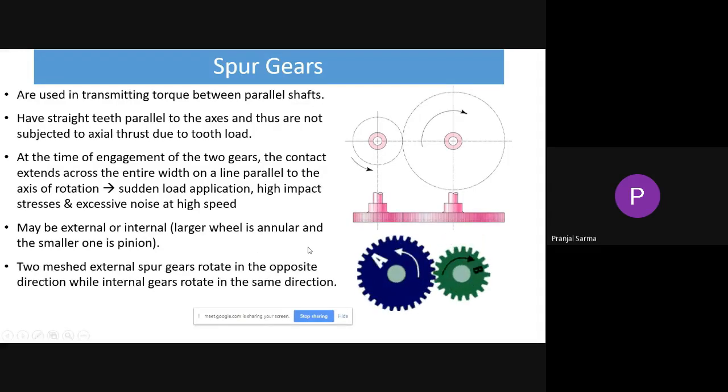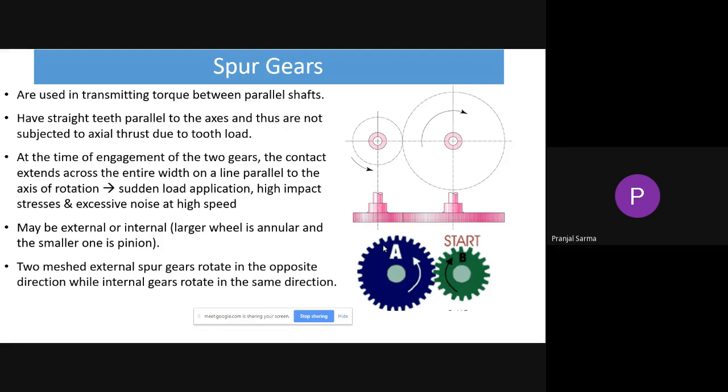So you will have, once again, two gears, and if you are talking of the internal, there is a word we use for the bigger wheel. We consider the larger wheel as the annular wheel and the smaller one as the internal pinion. And once again, just like in the previous classes we have discussed, two properly meshed external spur gears always rotate in the opposite direction.